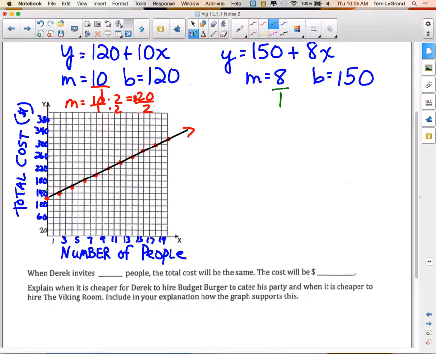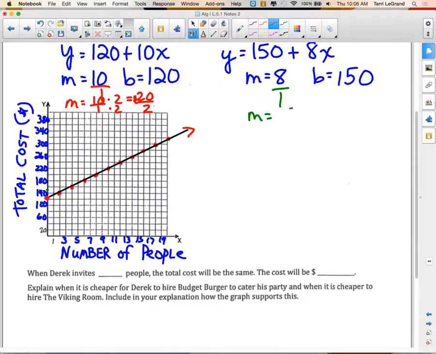Okay, if our slope is 8, if we want to go up 8 grid lines, we truly want to go up 8 grid lines, can we just go over 1 grid line? So can we go up $160 for every person? No, this says it's $8 for every person, not $160 for every person. So what could we rename? Let's rename 8 over 1 now.